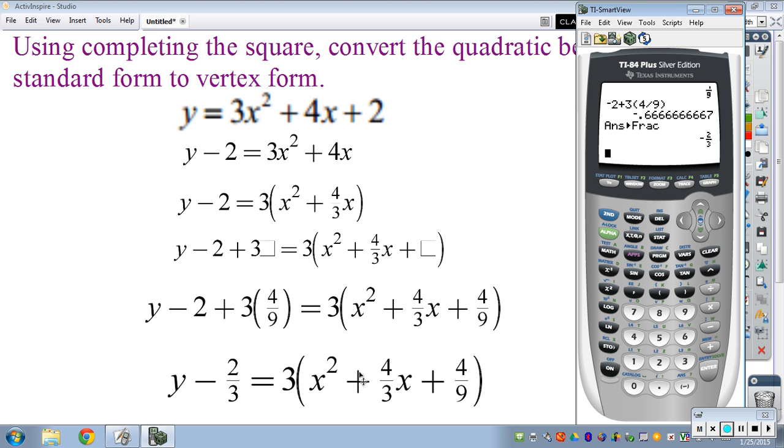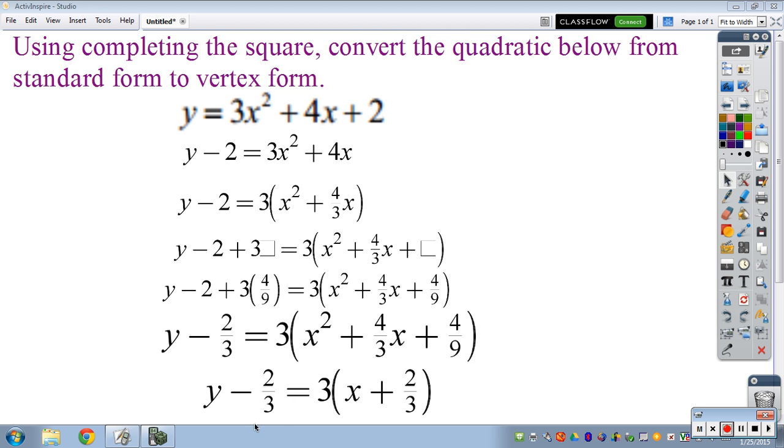And then on the right side, I'll replace that trinomial with my binomial. Remember, 4/3 divided by 2 in fraction form is 2/3. So I took my b value, divided by 2, that becomes the constant in my binomial, and I would replace this trinomial with that binomial squared. So it would look like this. y minus 2/3 equals 3 times x plus 2/3. Oops, I forgot my square. There it is.